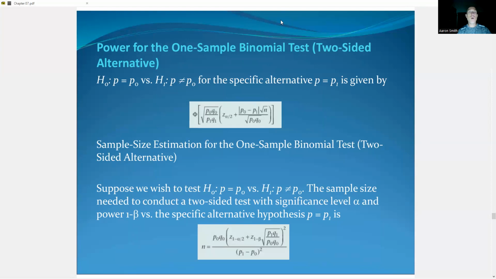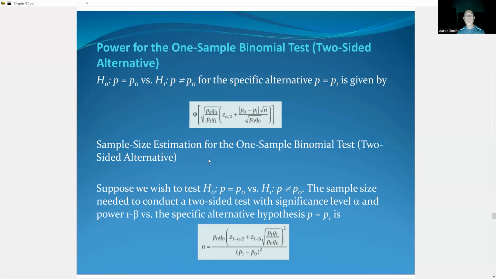All right, now the power for the one sample binomial test, two-sided alternative. If our alternative is that p does not equal a hypothesized value, and our null is that p is equal to a particular value, then for the specified alternative we can compute this out: the absolute value of p0 minus p1, times square root of n over the square root of probability of success times probability of failure, add the z, multiply by this ratio, and take the normal curve value.